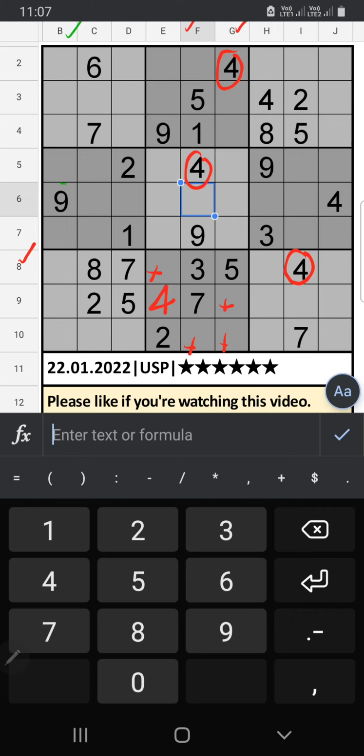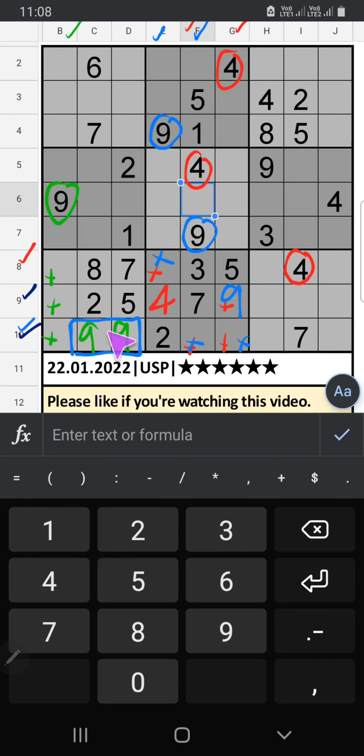In column B we have 9, so 9 can't come in these cells. 9 will come in any one of the cells, we will confirm later. In column E and column F we have 9. In the 10th row we also have 9, so 9 can't come in these cells. The 9 is confirmed here.